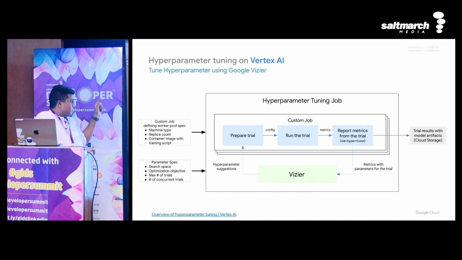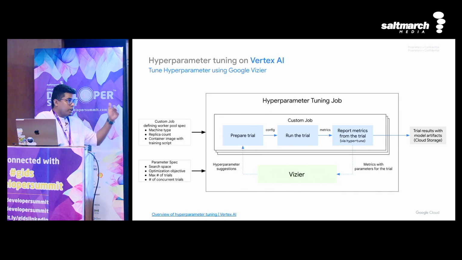Then based on these metrics, Vizier suggests what your next parameters should be for the next run, and this loop continues until you achieve the metric you are optimizing the model for. Once that is achieved, for each trial your model gets stored in a cloud storage bucket with the logs. So now you can see, for this run with this hyperparameter, these were my experiment results, and based on that you can decide the best model, or select any intermediate step if you want to.